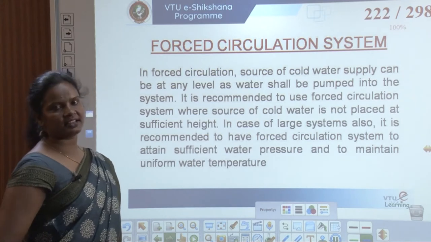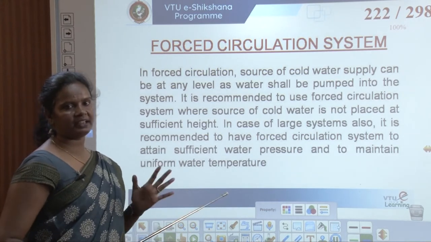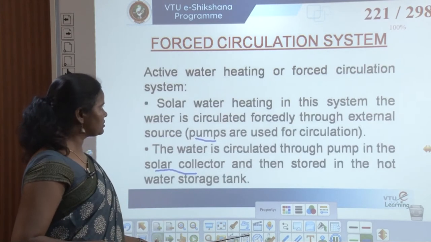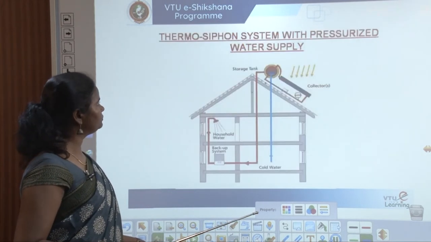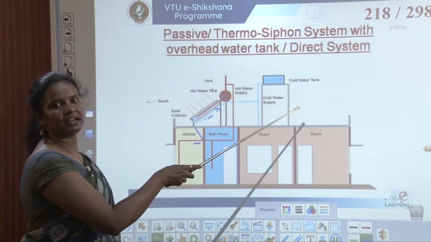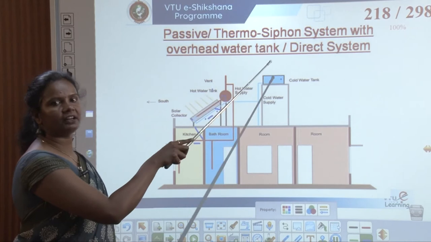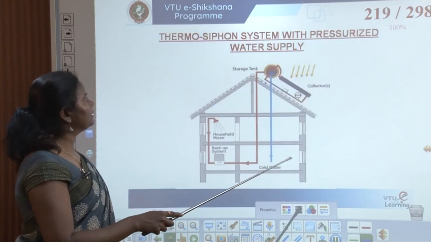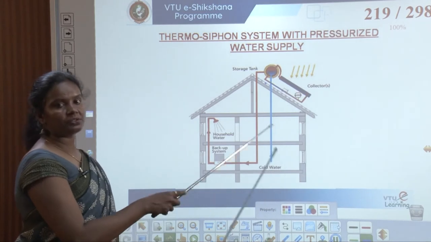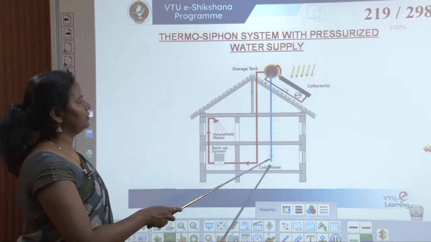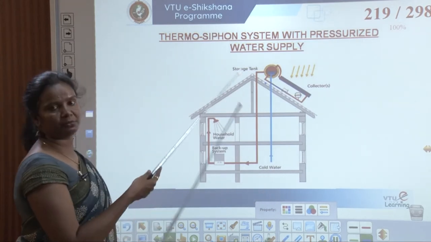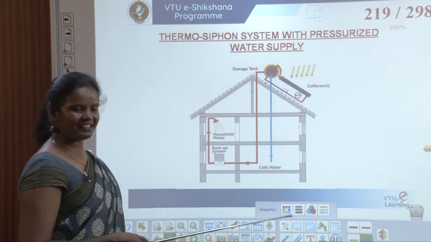So, in forced circulation, the source of cold water supply can be at any level. In the thermosiphon, the cold water supply was at 7 feet high level in one direct system. Here the cold water supply is from the bottom. When a higher level of supply is not possible, it has to be provided from the bottom level, and pumps have to be used by default.